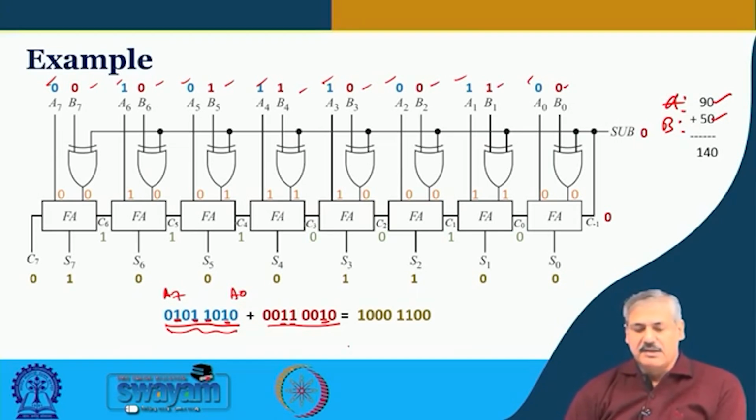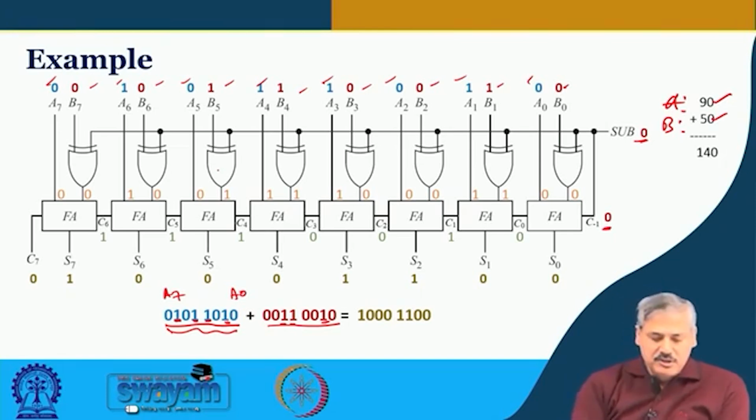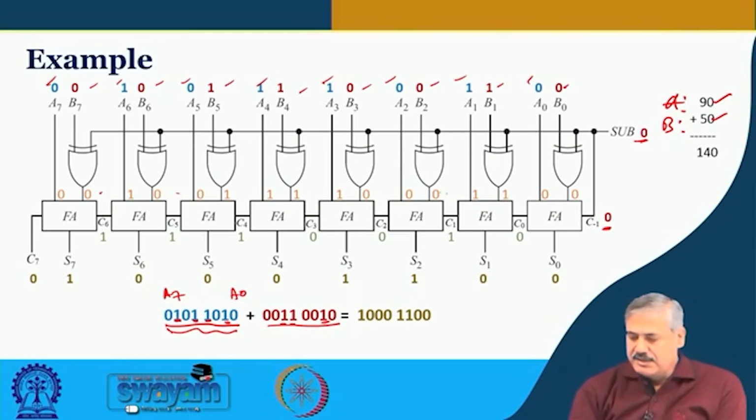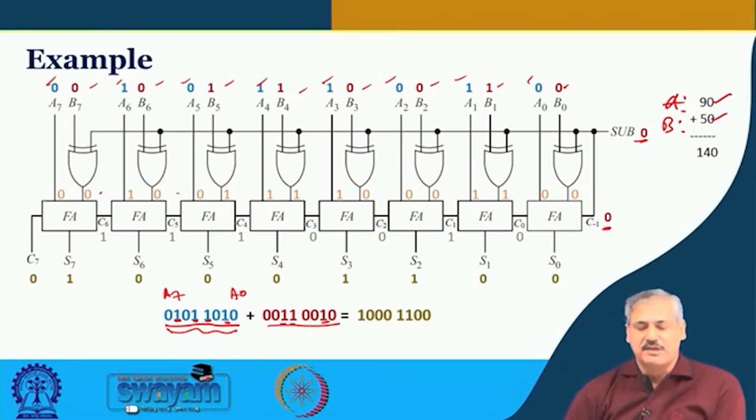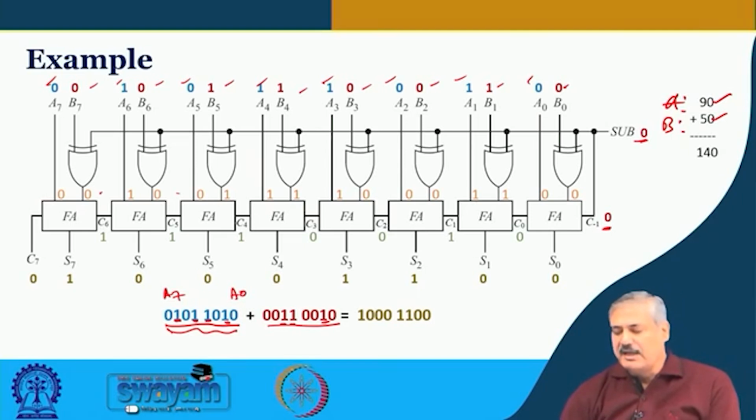Since it is an addition operation, this input over here will be 0, this carry input here is 0, and what will be the corresponding XOR output? The same number will come over here, 0 0 1 1 and 0 0 1 0, and the other input of the full adder will be the same as the original number, of course, because there is no inversion. Now, if you perform the addition, you can see what is happening: the intermediate carries and the final carry that will be generated, and the sum bits.